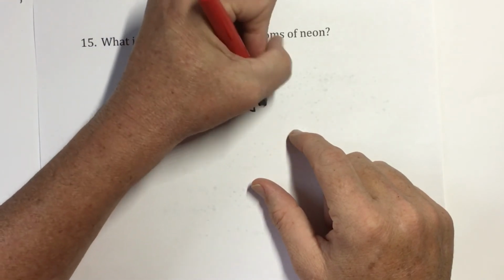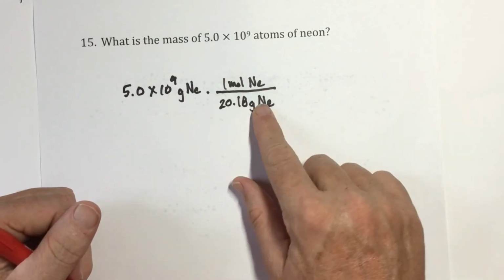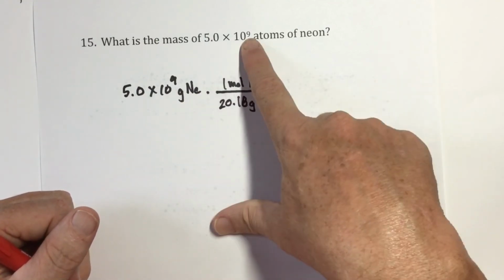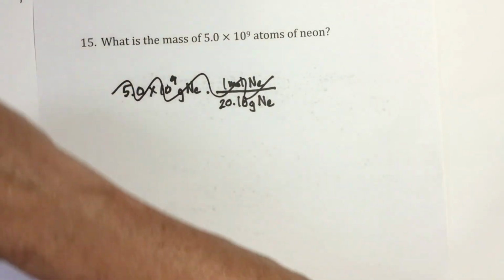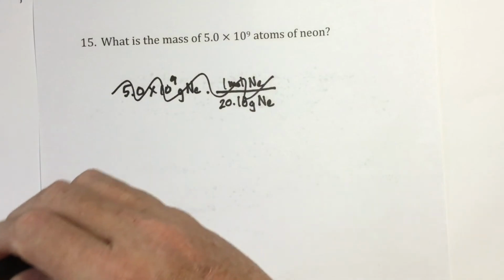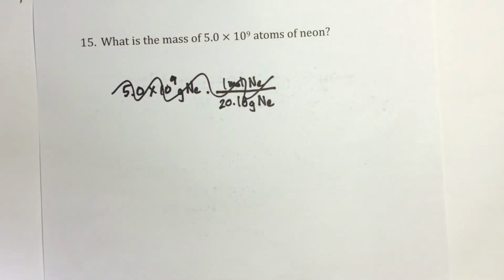20.18 grams of neon. And I have completely messed this problem up because I wrote grams of neon here when I should have written atoms of neon. So let us begin again.